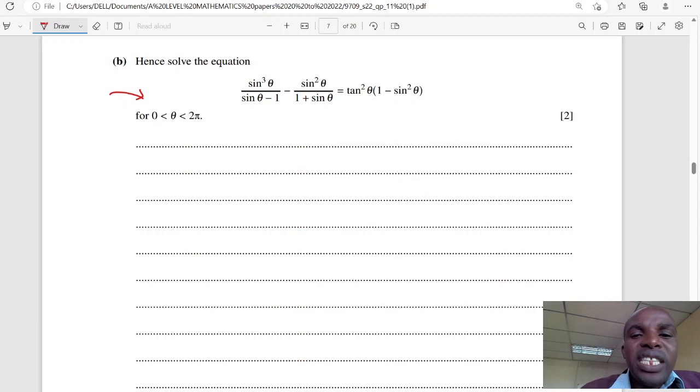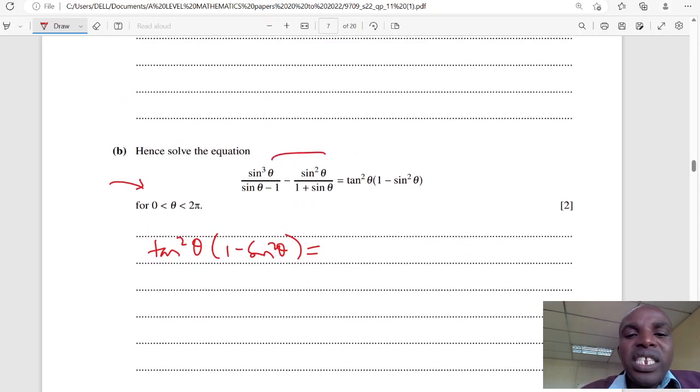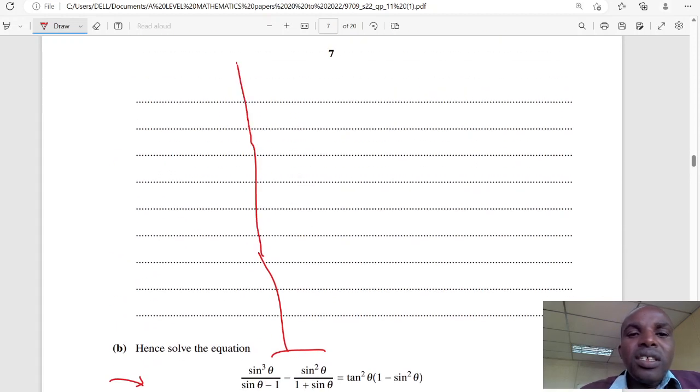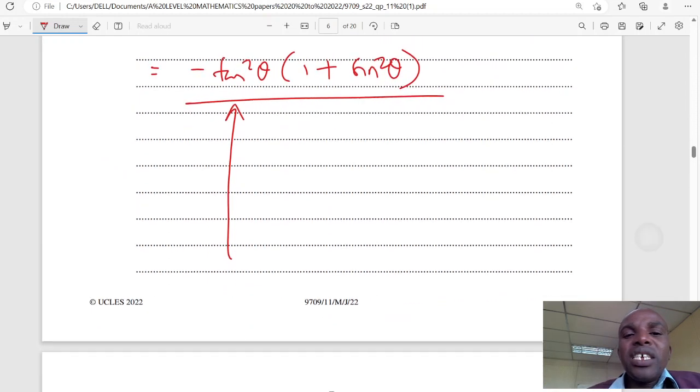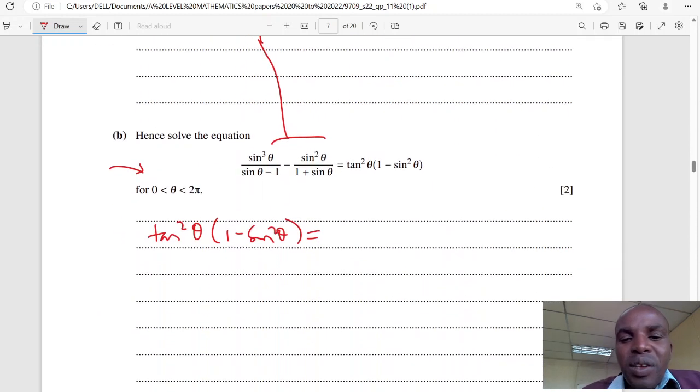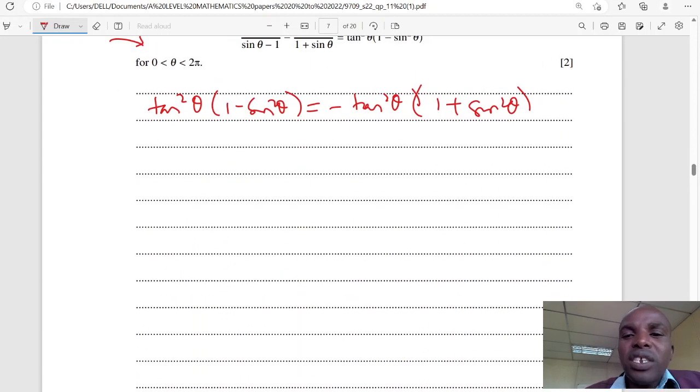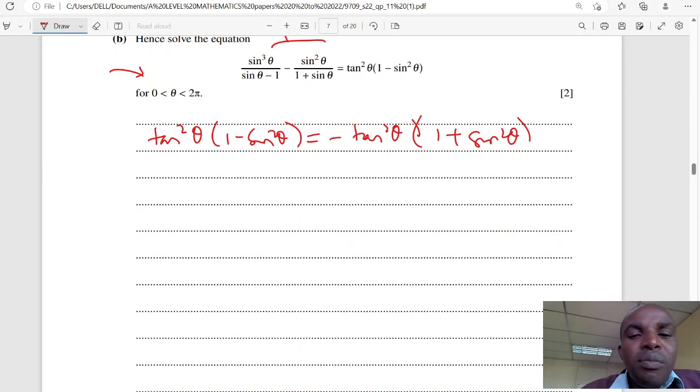Right, I will just take this item, so it will be tan squared theta 1 minus sine squared theta, is equals to this part, the one that I found up there. So it will be minus tan squared theta 1 plus sine squared theta, like this. Then I just have to simplify this part. Let me simplify. So remove the bracket, or you can take this item to this side. Okay, just let me take this item to this side before I can move my bracket.